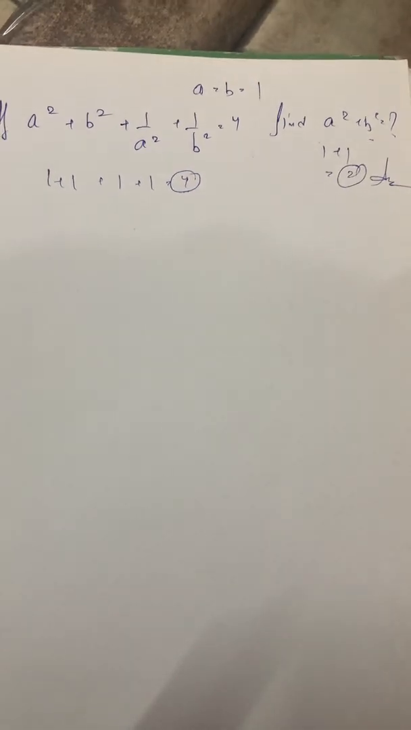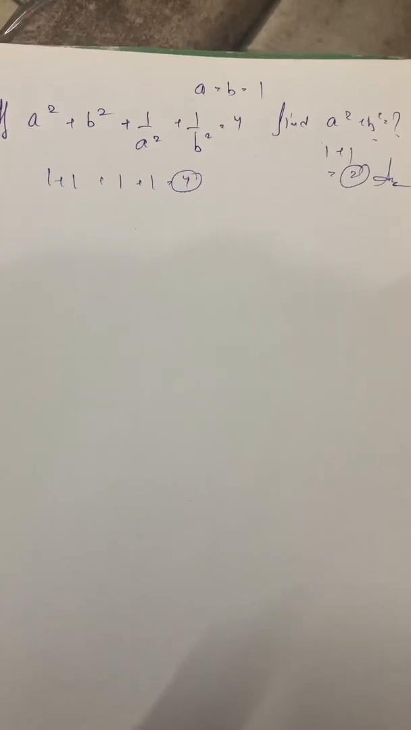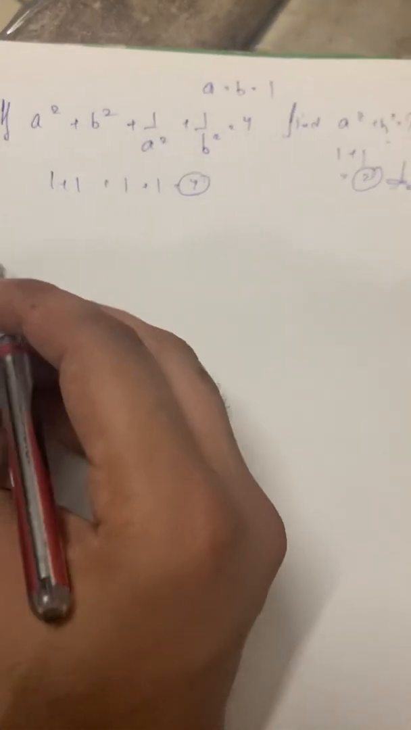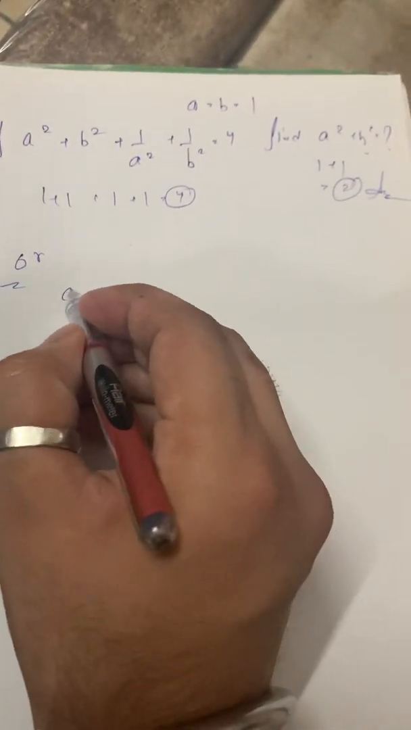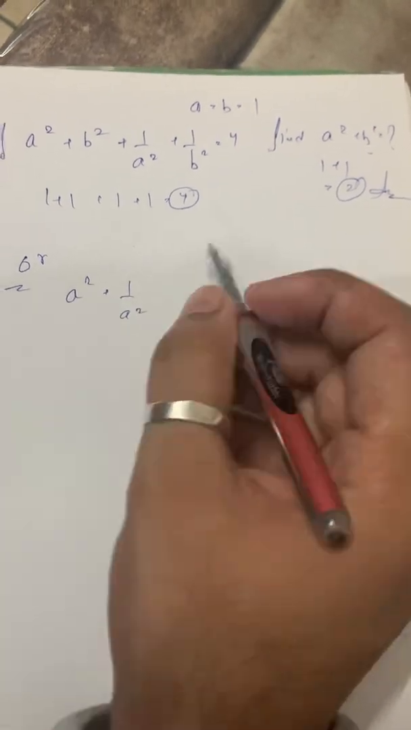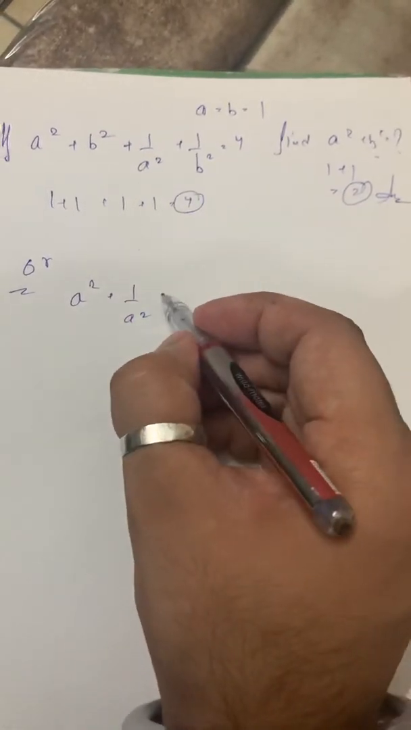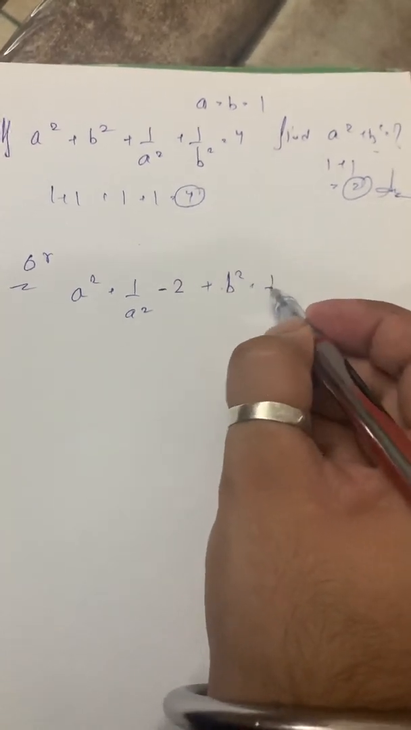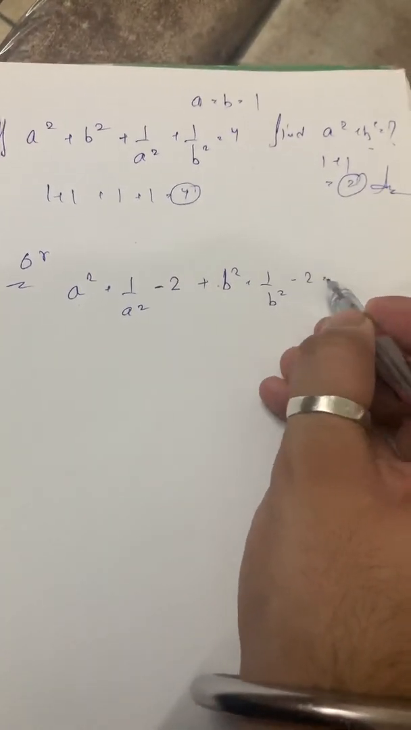2 is your answer. Directly we can find our answer as 2. Else, if you take the other method, what will the student do? a square plus 1 by a square. If you take 4 on this side, that will be minus 4, I'll give him minus 2, and b square plus 1 by b square, that will be again minus 2, is equal to 0.